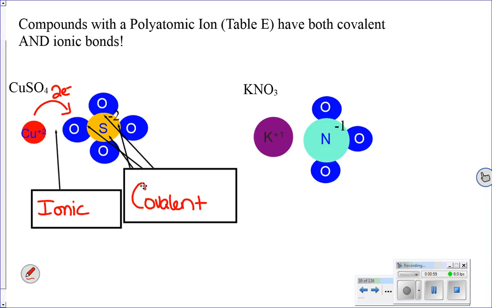Just another example here: between the potassium, which is transferring 1 electron over to the nitrate group, you have an ionic bond, whereas within this molecule, you have several covalent bonds.